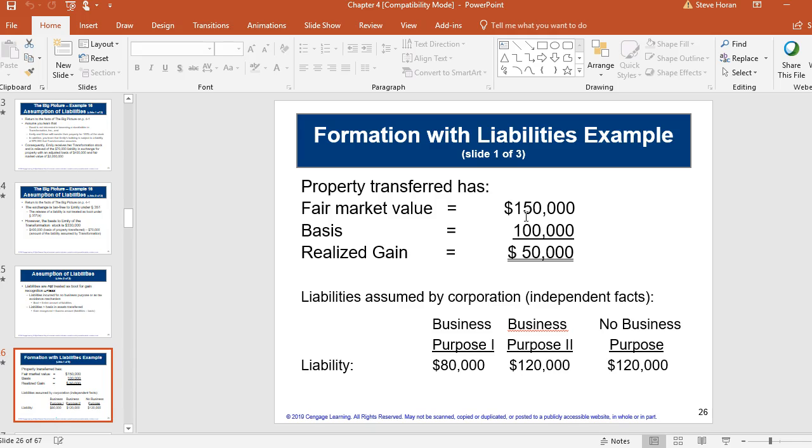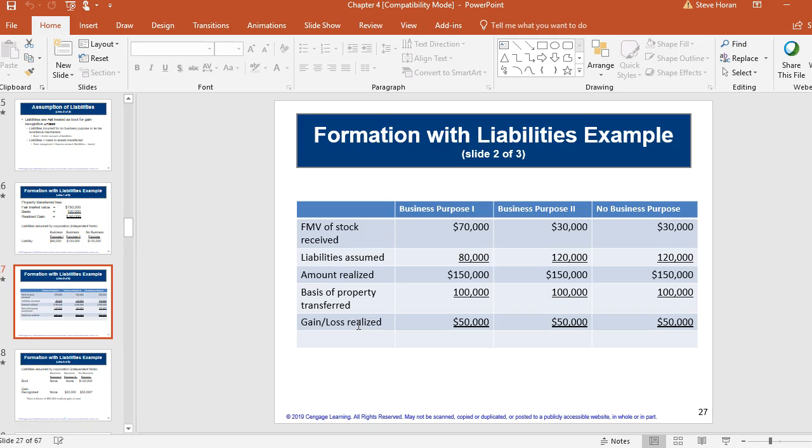So an example of that, they give us the same type of examples. Let's see, they're starting on page 12. Property transferred has fair market value of $150, basis of $100, a gain of $50. Liabilities assumed by corporation. Independent facts. We've got 3 different possibilities here, and what the purposes are: liability of $80, $120, or $120. So here we've got business purpose 1, 2, 3, the fair market value received, liabilities assumed, the amount realized, the basis of the property, and then what the gain or loss realized would be.